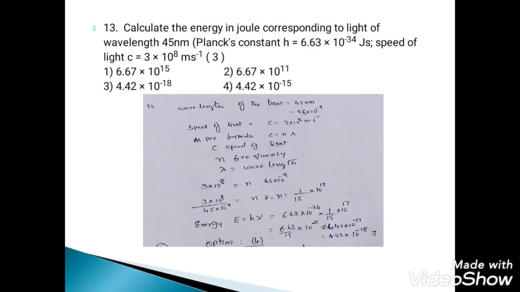So next, coming to the 14th question: the angular momentum of the electron in the d orbital is equal to. So we have to find out the angular momentum of the d orbital. So actually for this we have to memorize the formula of this angular momentum. Capital L is equal to root of L into L plus 1 h by 2 pi.